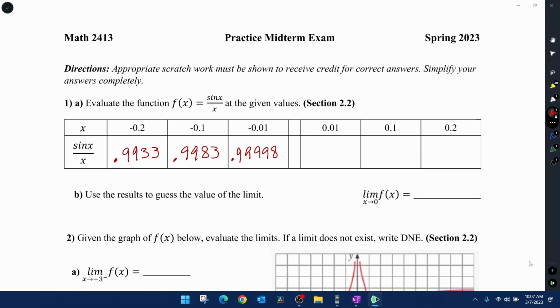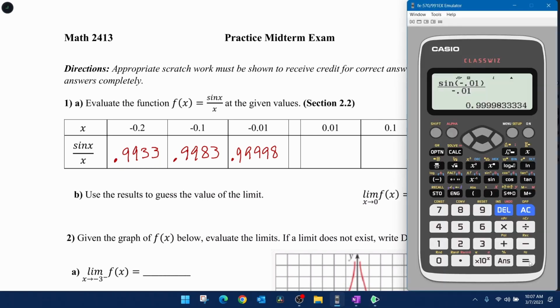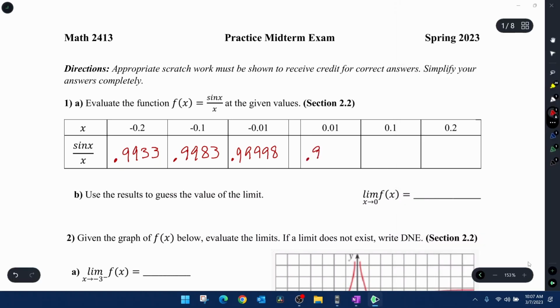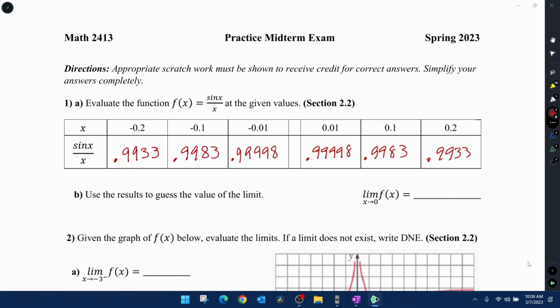And so now we're going to do these other values and see if we approach the same thing. And on your calculator, that's really easy. To do the next one, you just delete the negatives and we get the same value. 0.99998, 0.9983, 0.9933. You can do the button pushes if you want, but you're going to get symmetric values.